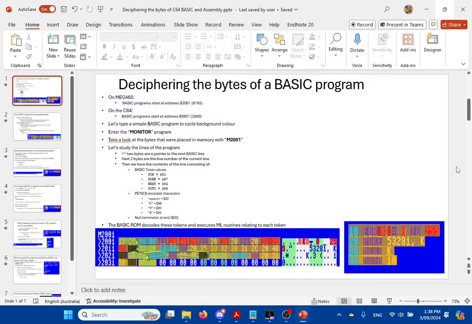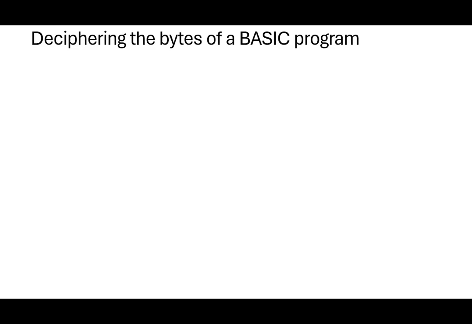So let's kick them off. The first example I thought of was deciphering the bytes of a BASIC program. That might help. On the Mega 65, there are different points in memory where programs start depending on which machine you're on. For the Mega 65, it's at location 2001 hex, or that in decimal. On the C64, it's at 801 hex, or that in decimal.